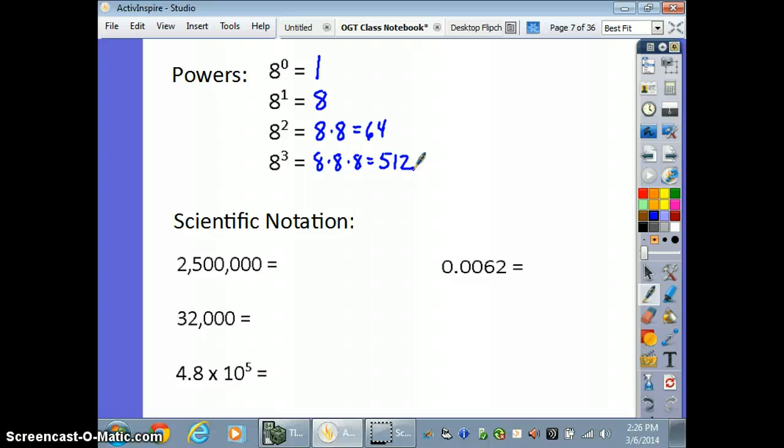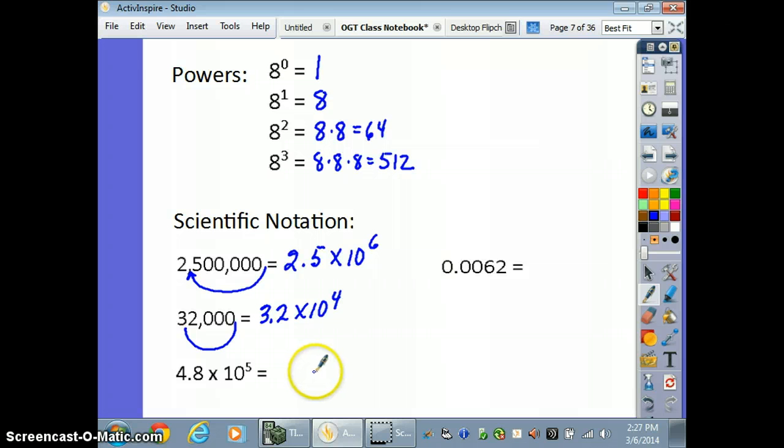Okay, scientific notation will definitely be on there. We want to move our decimal point back so it's a number between 1 and 10, so it'll be 2.5 times 10, and we moved it back 6 places. Okay, this one we're going to move back 4, so it'll be 3.2 times 10 to the 4th power. Here, this is scientific notation. If we want to change it to standard, the 8 will count as one place, so we'll have to add 4 more zeros. 4, 8, and then 4 zeros. Go back, put our commas, 480,000.